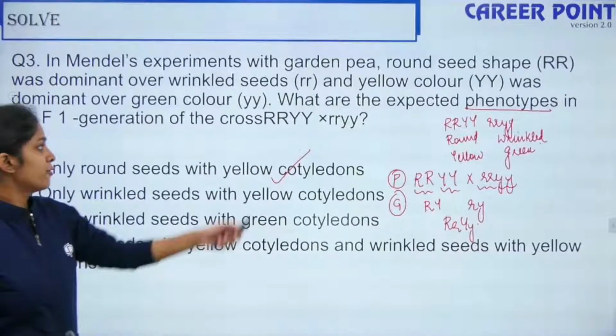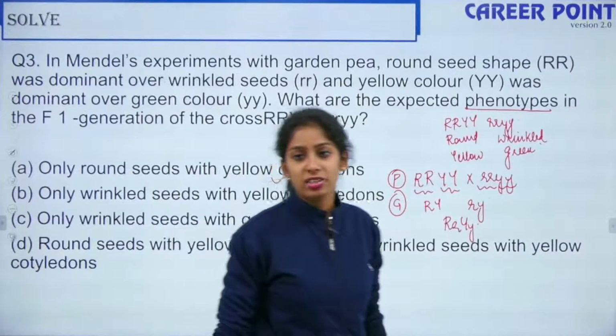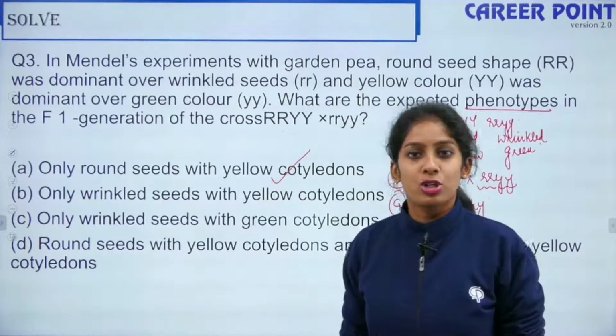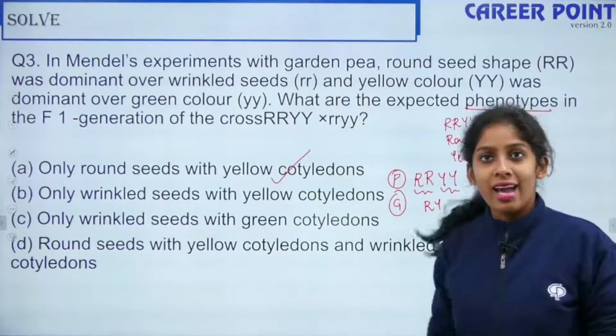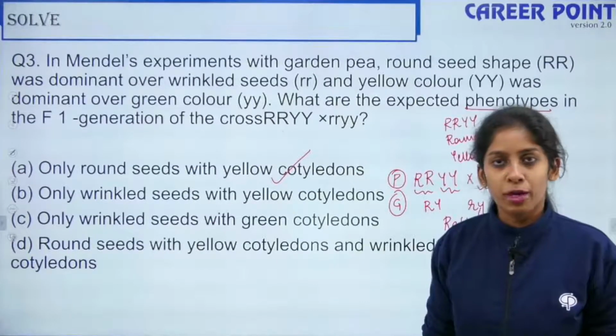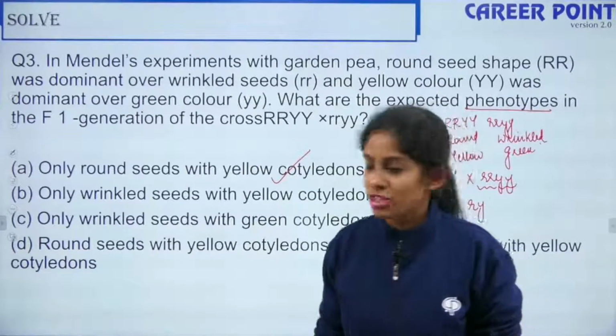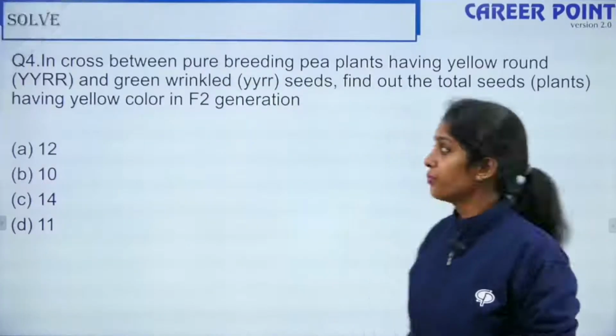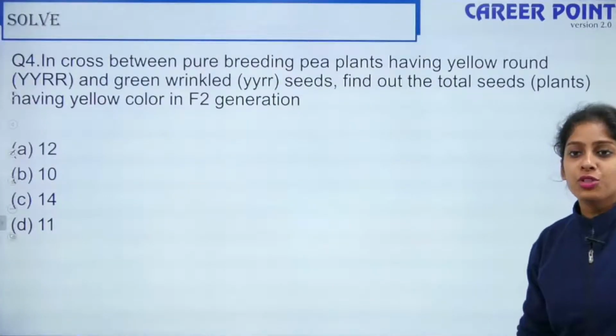If you're smart enough, looking at the cross itself, you can write down the answer. You don't have to do so much work. So they're asking you, in a dihybrid cross, how will the F1 offspring be? Of course, the F1 offspring will be dominant, so the answer is option A, right? Fine.